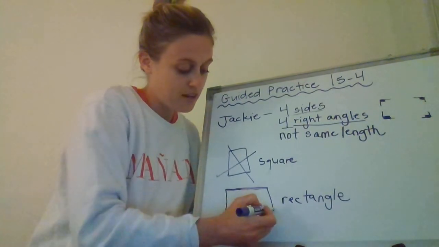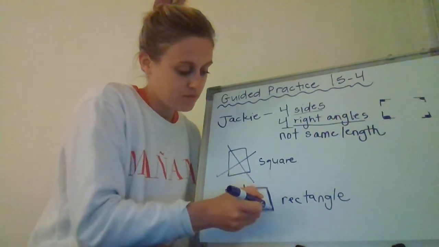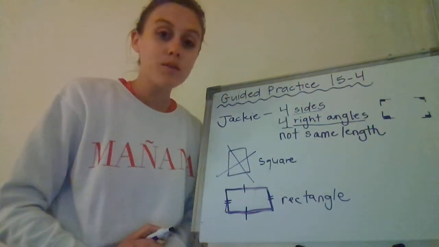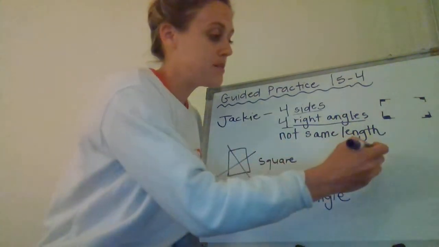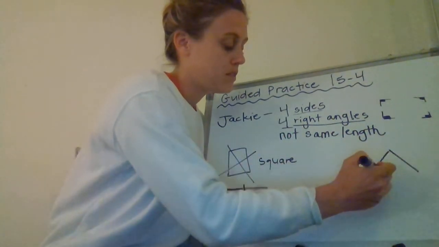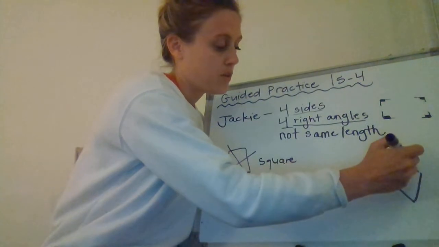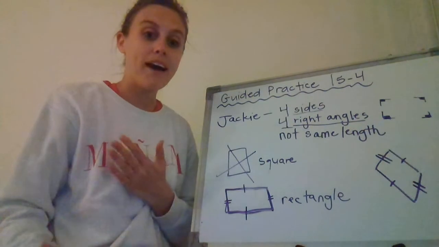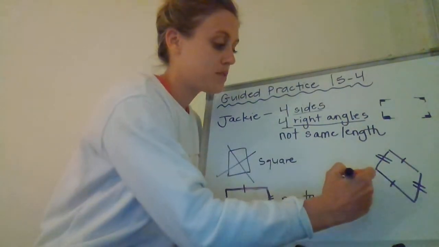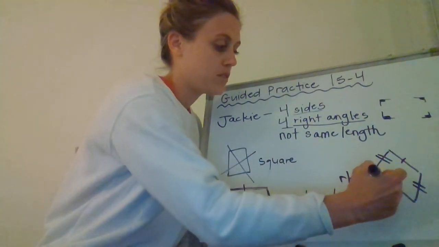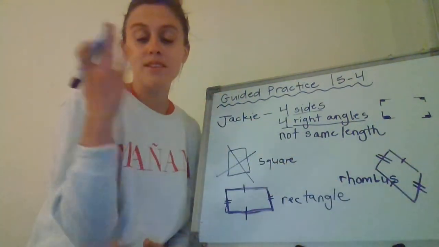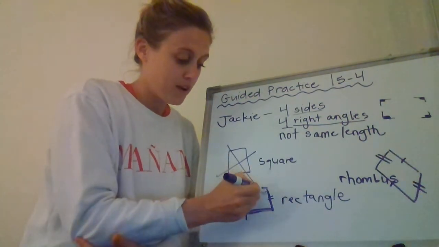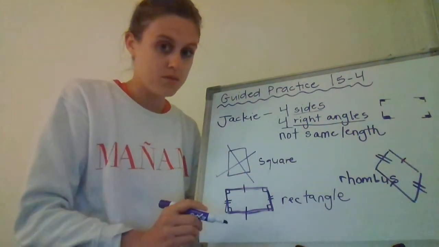Opposite sides are the same length. I know that it could also maybe be a rhombus, where the opposite sides are the same length. So it could be either of those two shapes. Rhombus has those slanted sides, so not right angles. Rectangle's different because it has those right angles, okay?